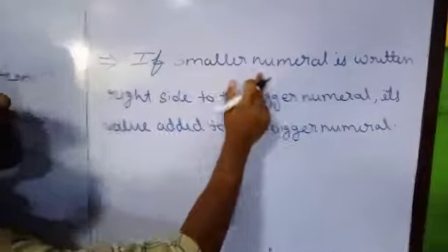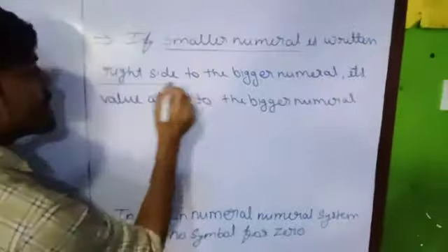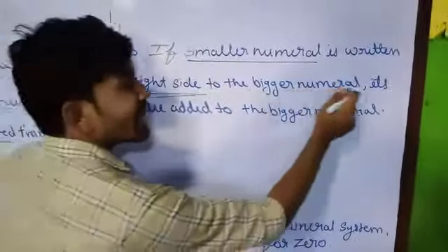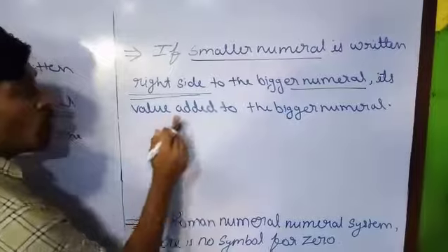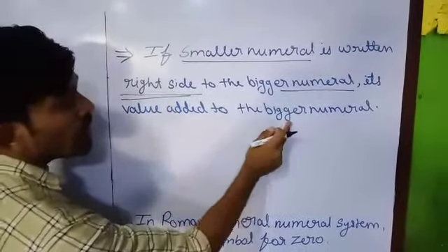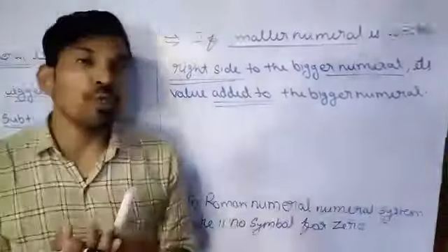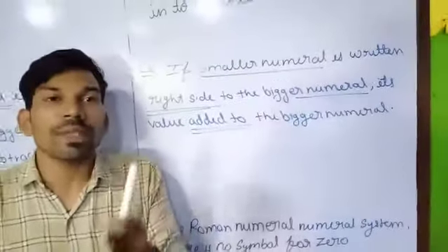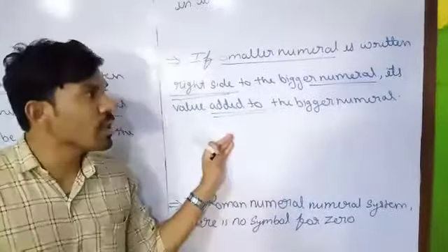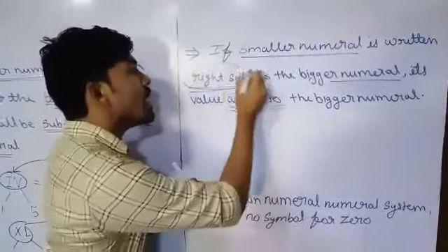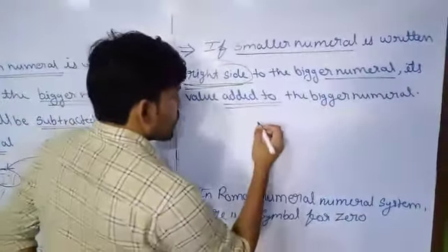Now proceed to the next principle. If a smaller numeral is written to the right side of the bigger numeral, its value is added to the bigger numeral. Here we are going to do the addition. In the previous principle we learned that if the smaller is to the left side, we do the subtraction. But in this one, if it is on the right side, we do the addition.